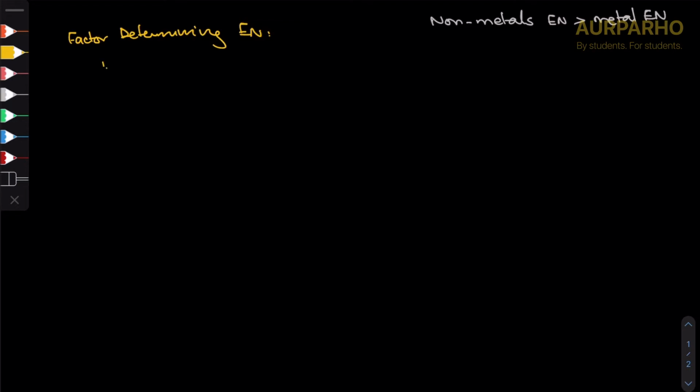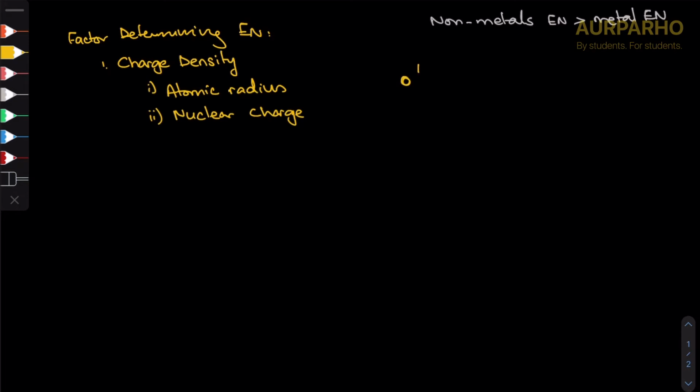The one factor is charge density. Now, charge density itself depends on two other things. It depends on the atomic radius, so basically the size or the volume of the atom. And the second thing it depends on is the nuclear charge. You can imagine that the nuclear charge per unit volume would become the charge density. So the smaller an atom, meaning the smaller volume it has, and the greater charge it has, the more electronegative it will be, the more charge density it will have.